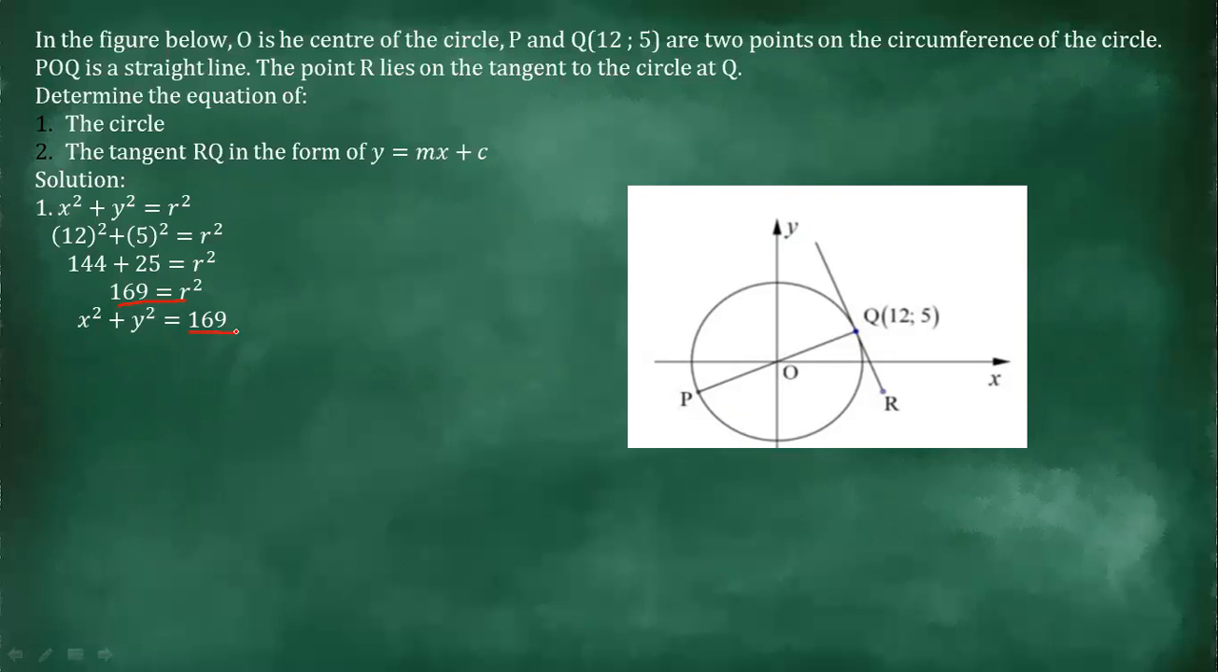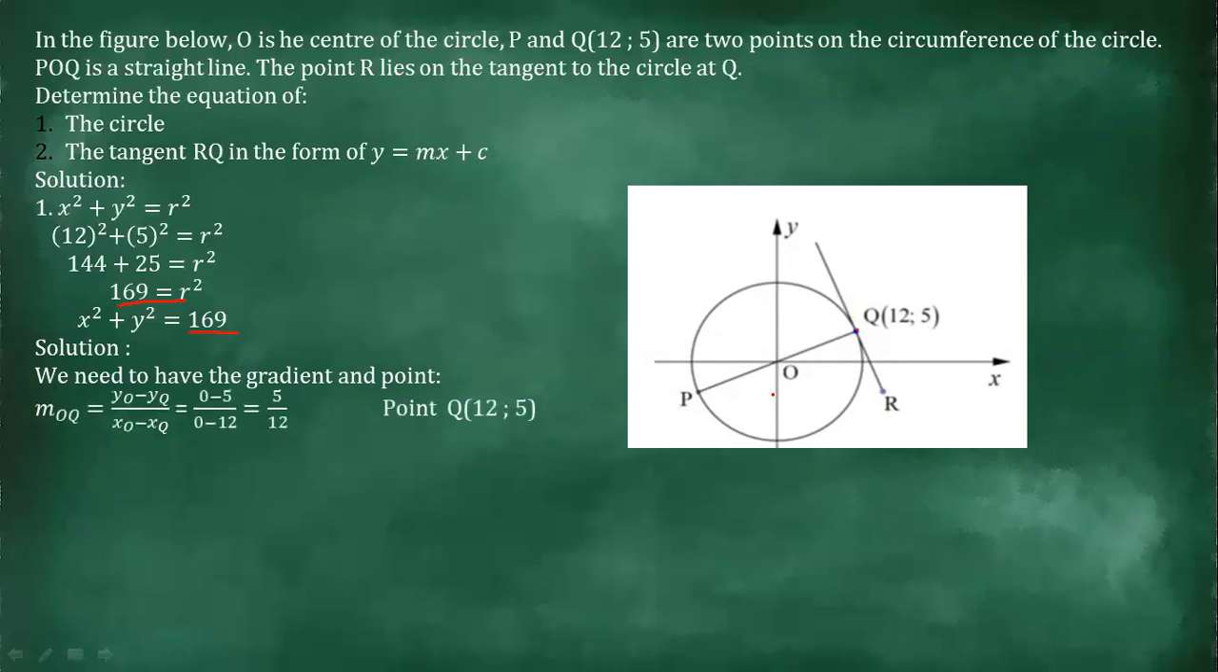All right. And then number 2, determine the equation of a tangent RQ in the form y = mx + c. We need to have the gradient and the point. You can see on this line we have the point already, which is (12, 5), but the problem is the gradient. How are we going to obtain the gradient? First, we are going to calculate the gradient of this line OQ, because we have 2 points. Remember, the coordinates of O is (0, 0), of Q is (12, 5). Then the gradient is 5/12.